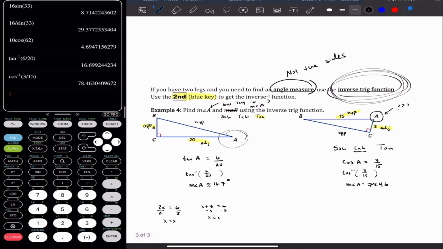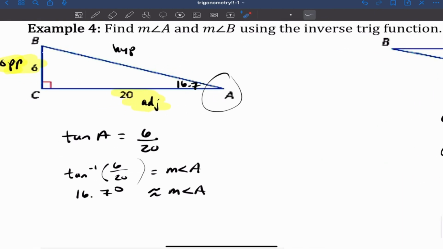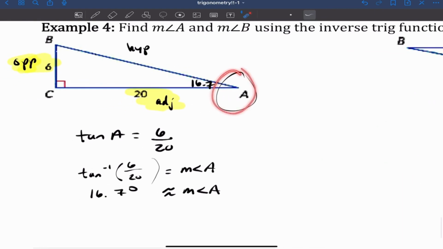That was fun. Hey, I'm back. So do you remember that I crossed out measure angle B for no reason? Y'all, if you found what measure angle A is, and you have a right triangle, look at this. You have 16.7, which we found before. This is 90 degrees, so I can figure out what measure angle B is by the sum of the interior angles of a triangle. It's this plus this equal to 180, right?